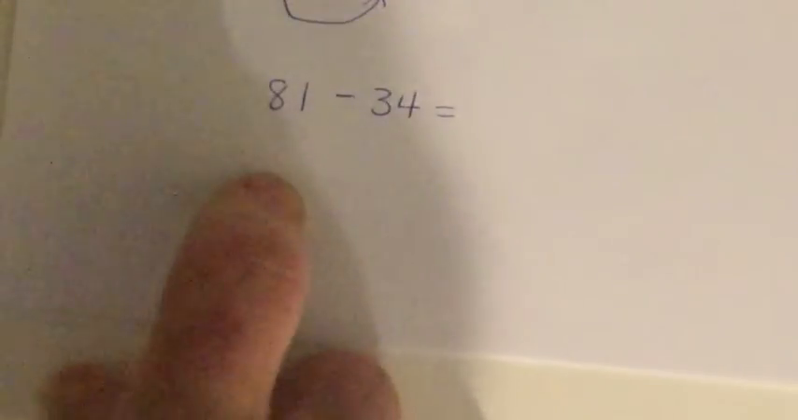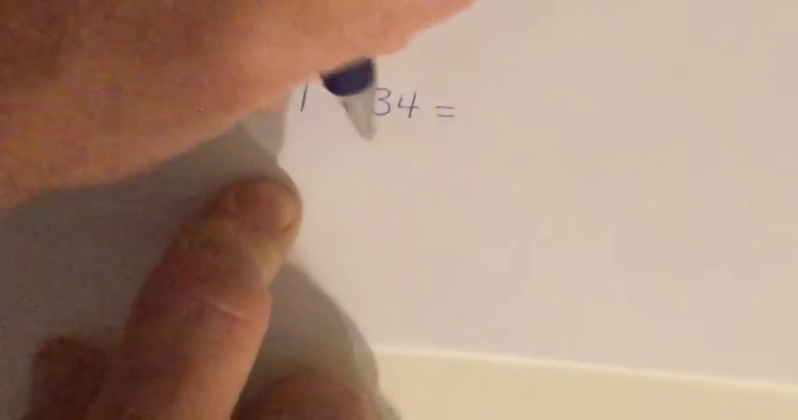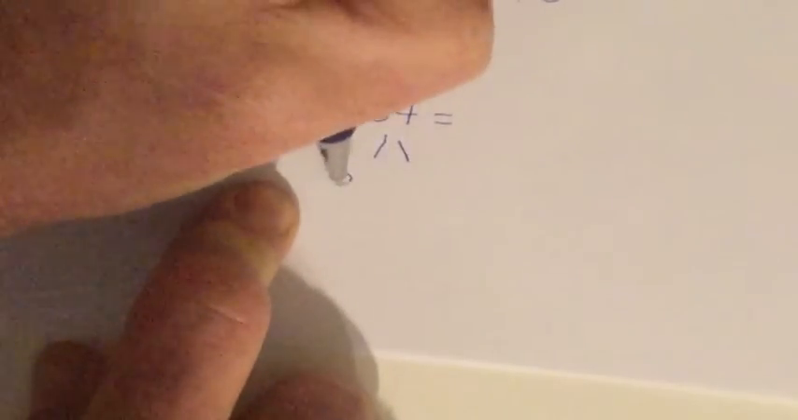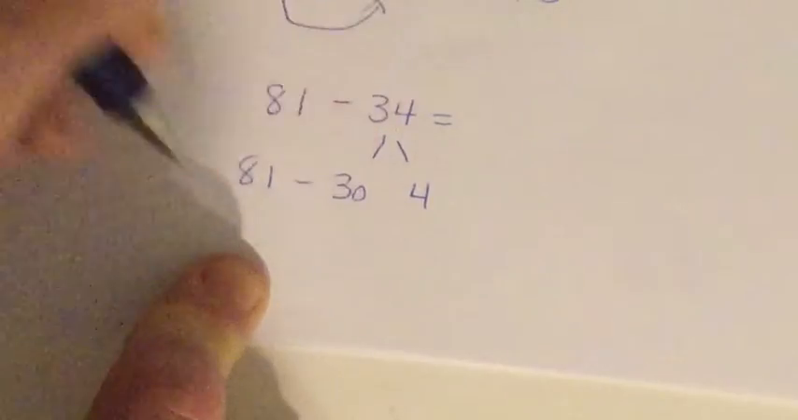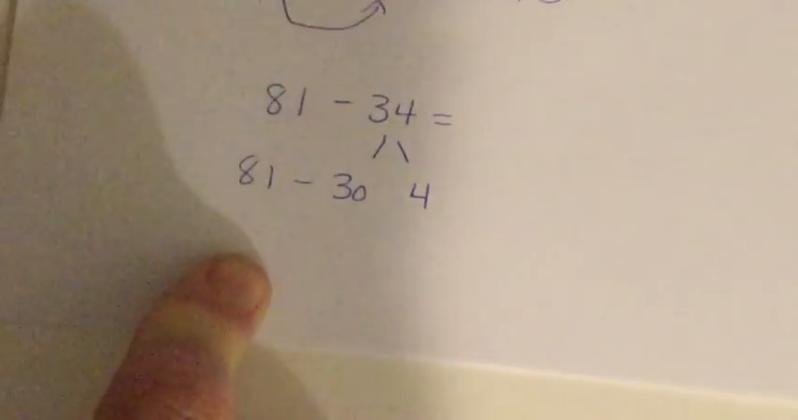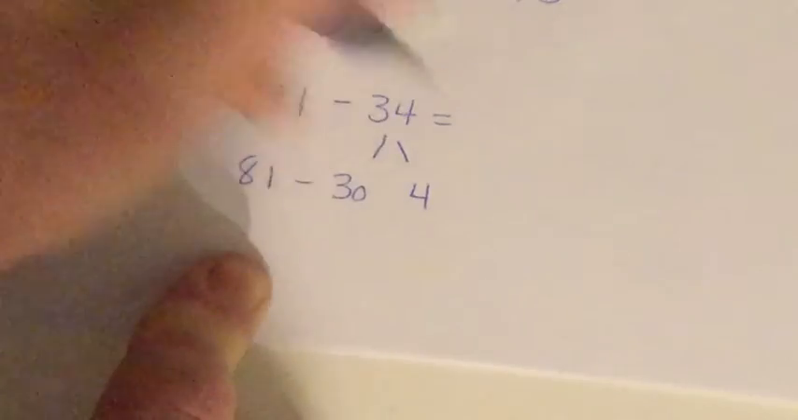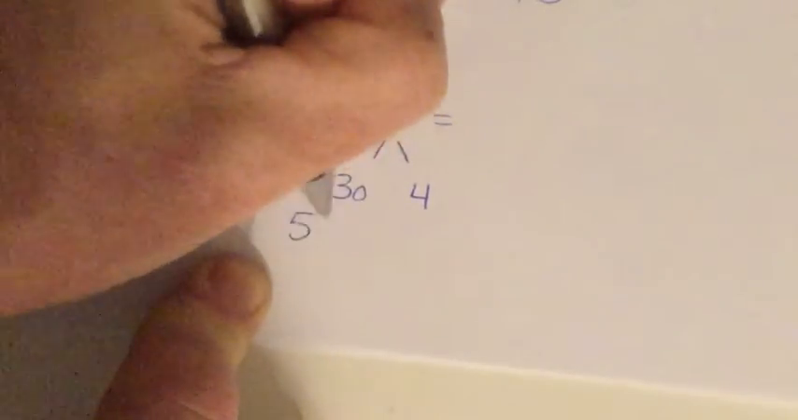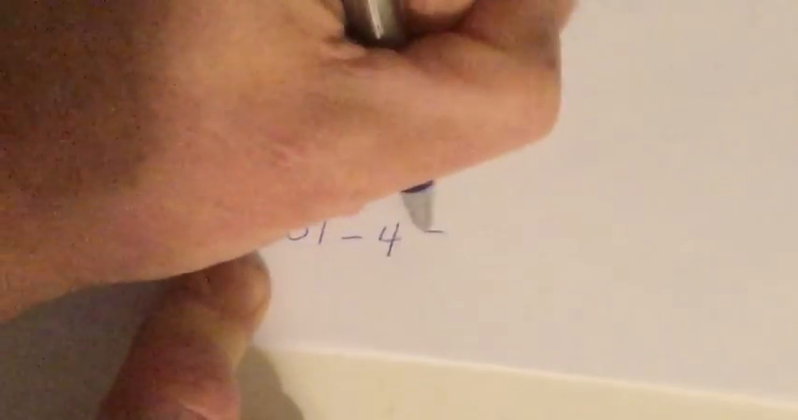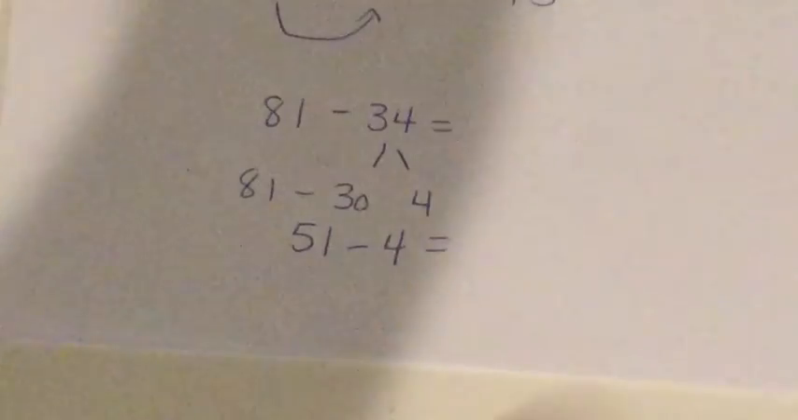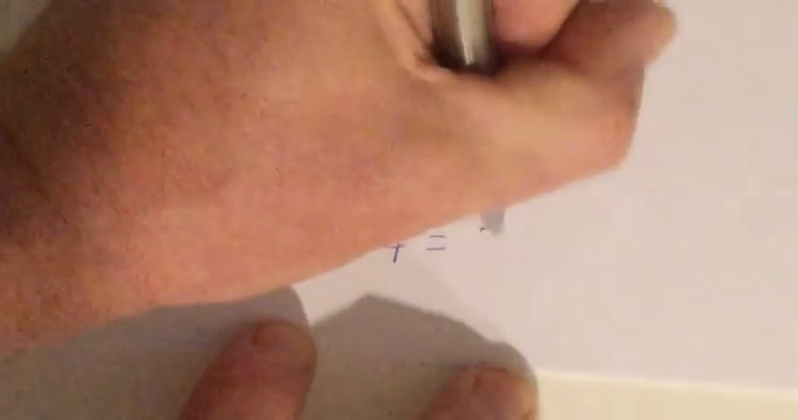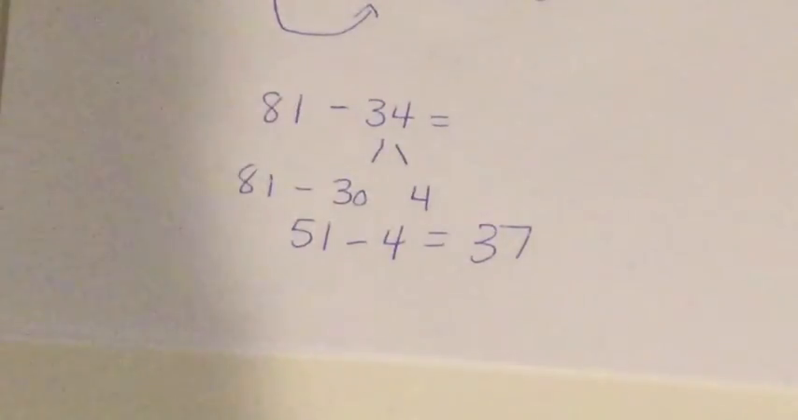This one, maybe what we call a jumping strategy. I'm going to turn that into 30 and 4. So I go 81 minus 30. It's just like saying 80 minus 30, or 8 minus 3 is 5. So that's 51. And then I got to subtract 4 from that. And if I need to use my fingers, I can go backwards. 50, 39, 38, 37. So those are some mental math strategies that we have practiced.